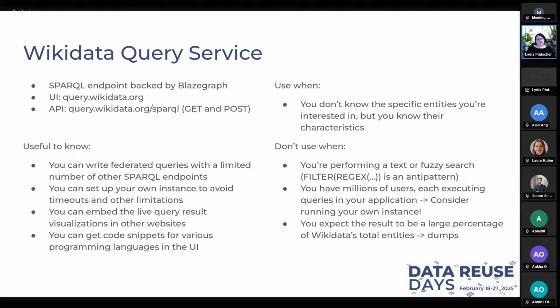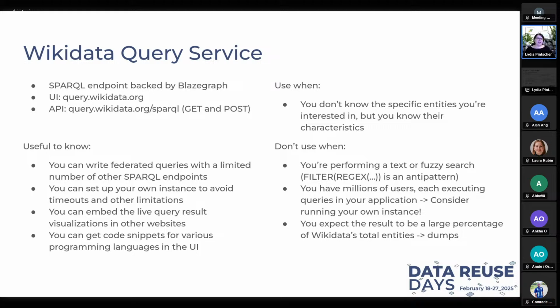Now, you should use the Wikidata query service when you don't know the specific entities that you're interested in, but you kind of know their characteristics. So let's say you're interested in mountains that have a specific height and stuff like that. That's the type of thing that the query service can help you with. You don't want to use it if you're searching for text most of the time, or fuzzy searches. So for example, you don't want to use the query service to search for something that's called Mount Everest.